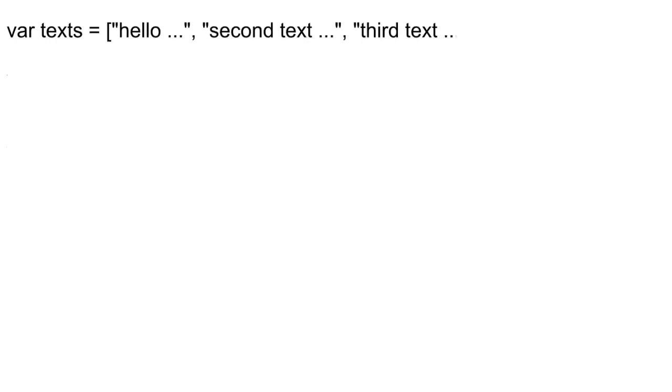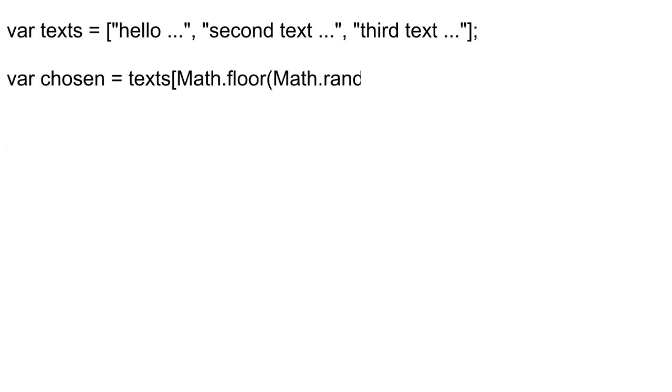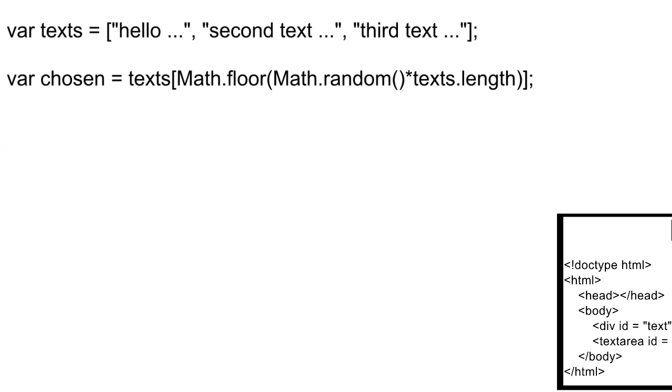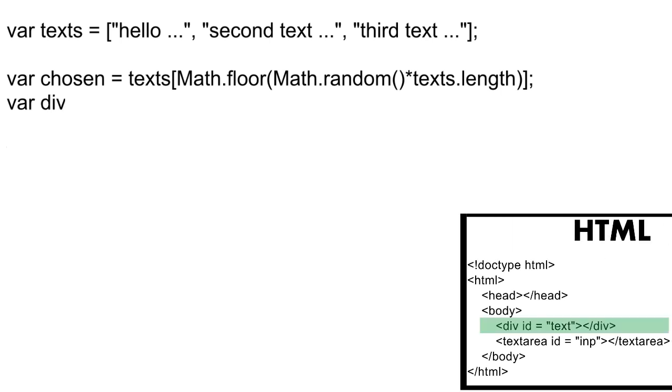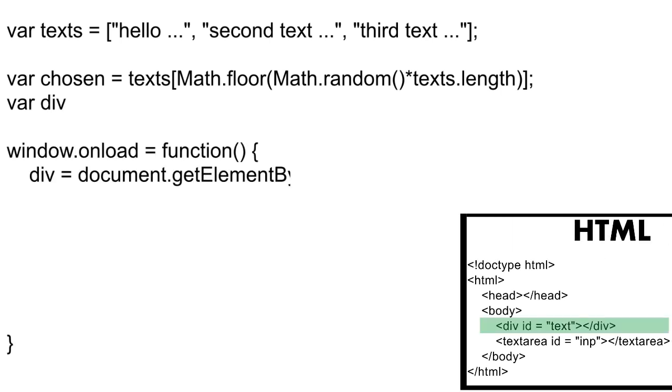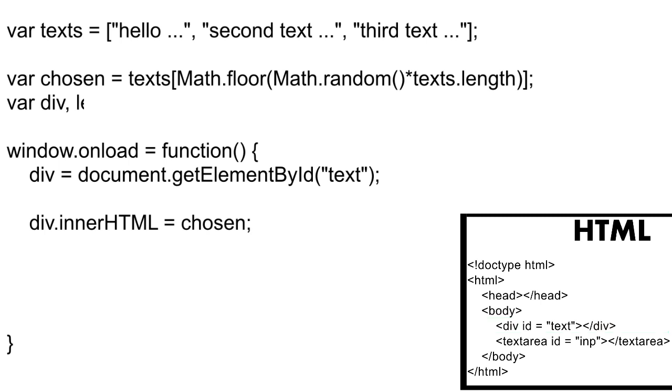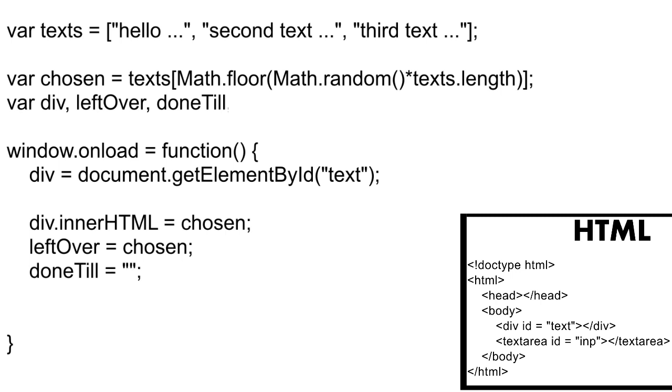Now, first you can make a list of texts and among them you can choose any one of them using the math.random function. Here's the illustration on the screen on how to extract one of the elements from the list. Now, make a div or a block for putting that chosen text in it via the inner HTML property. Now you should make a string representing the leftover words which will have the same value as our chosen string, and another string named done till representing the words completed which will be empty initially.